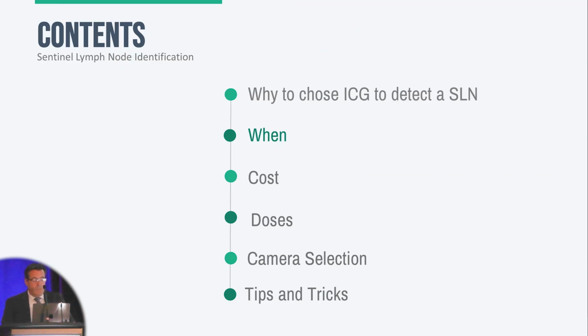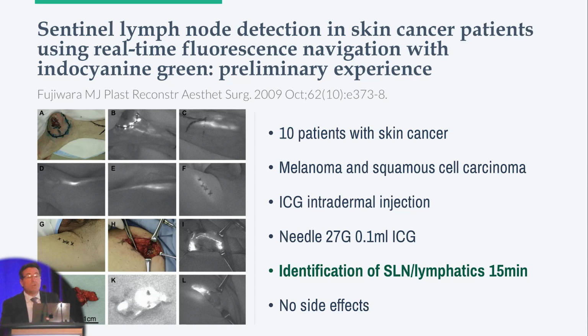Thus, the next concept we must grasp is not only when, but also how we should employ a new technology. As you can see, the application of ICG for sentinel node identification has been well established for quite some time. The pioneering research paper originating from Asia in 2009 showcased that the use of ICG produced an exceptionally clear visualization of lymphatic channels and sentinel node.